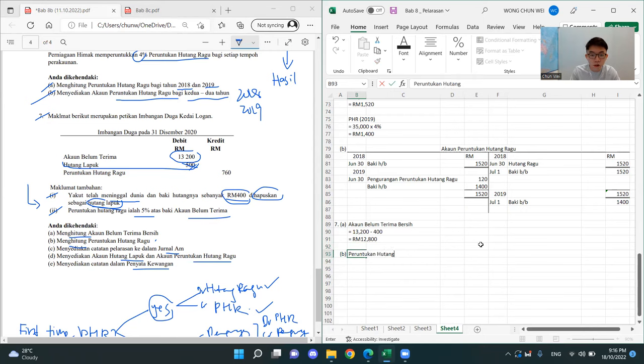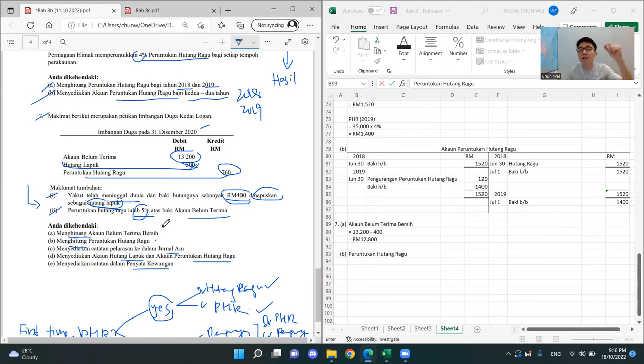So the B is your peruntukan hutang ragu. So meaning we have to find this year's. Even though you see a peruntukan hutang ragu here, I told you this is from last year punya. Okay, it's not for 2020, it's for 2019. That's why they give us a 5%. Why? Because they want us to calculate this year's PHR. All right, so how do you calculate that? So you use your ABT bersih.